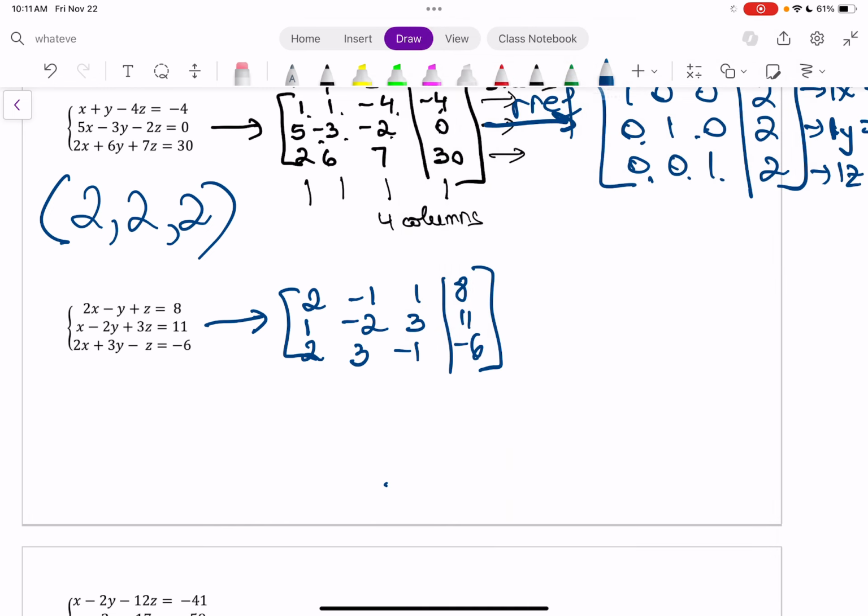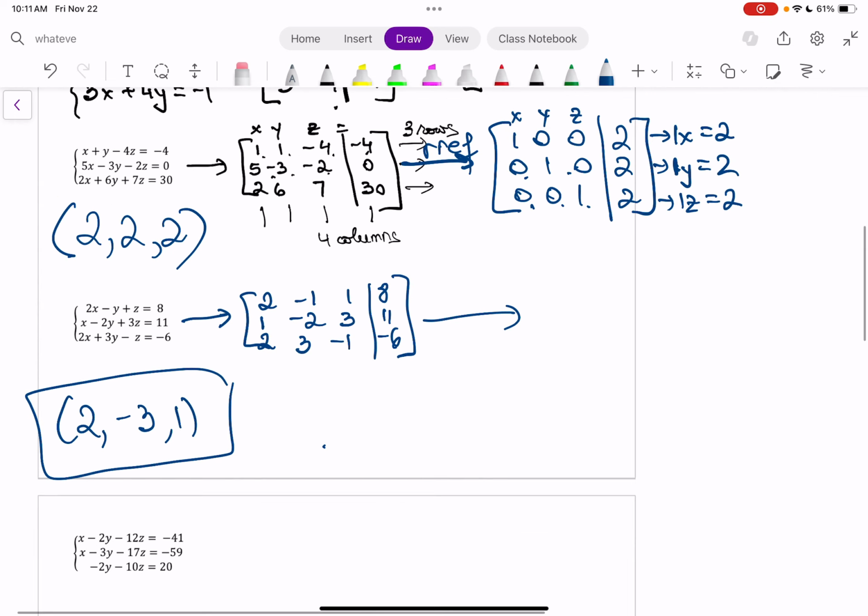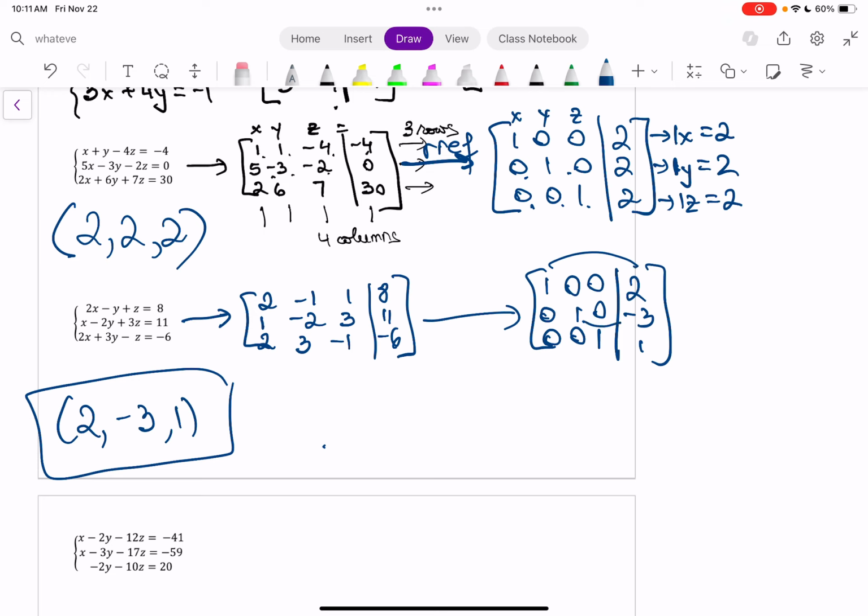I'll write it out though. So the solution was 2, -3, and 1. And again, I remember solving this system with you guys. So 1, 0, 0, 2. 0, 1, 0, -3, 0, 0, 1, 1. So here it is: x is 2, y is -3, z equals 1.